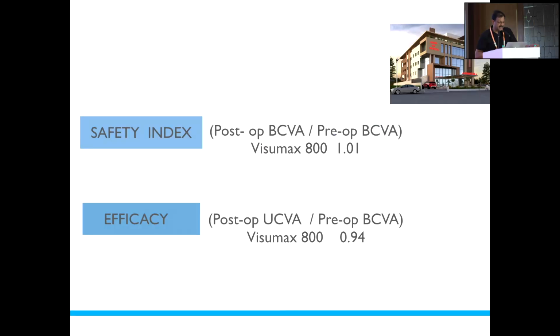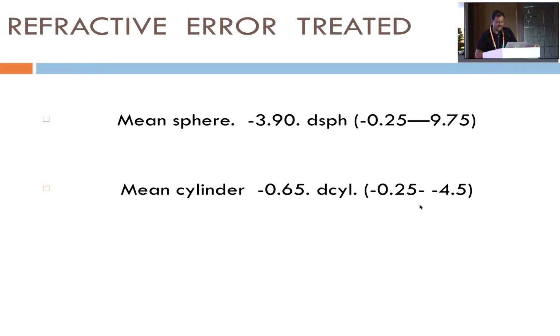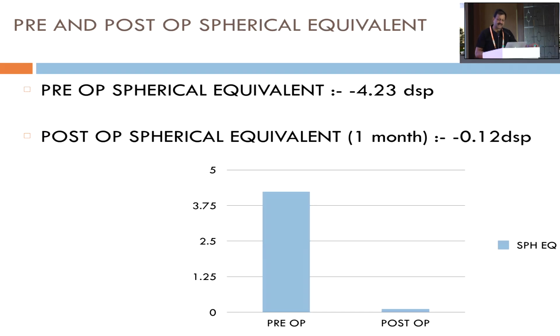The safety index was close to 1.01, and the efficacy was close to 0.94 on this platform. The mean sphere that we treated was minus 3.9, ranging from minus 0.25 to minus 9.75. What was more interesting was the cylindrical error that we could treat on this platform, from 0.25 to minus 4.5. Minus 4.5 was the maximum cylinder that we treated, and thanks to the cyclotorsion compensation, it still treats bang on the axis. The pre-op spherical equivalent of minus 4.23 went down to close to minus 0.12.